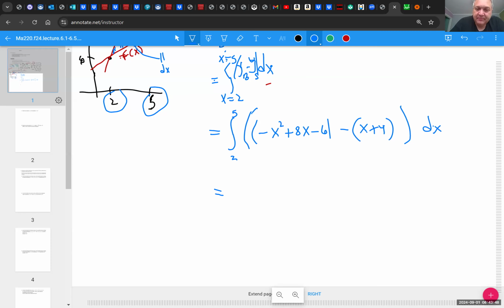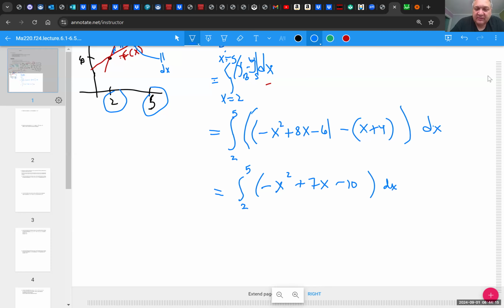So the first recommendation is to simplify things. So I'm just going to remove all these inside parentheses and combine 8x minus 1x is 7x. So I got minus x squared. 8x minus x is 7x. Negative 6 minus 4, whoops, x. Negative 6 minus 4 is negative 10. And then this is times the dx.